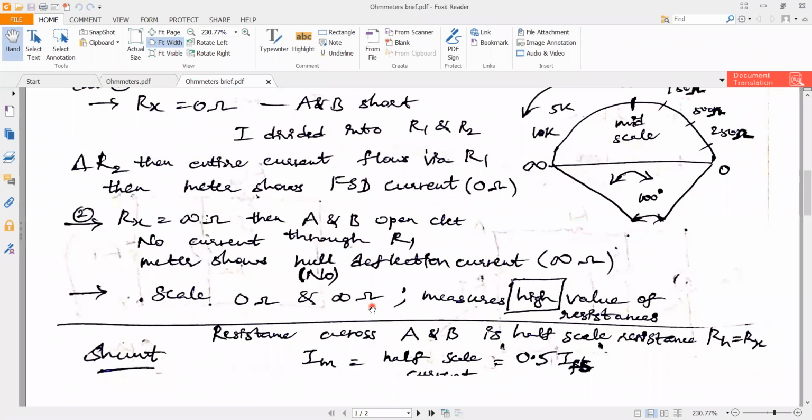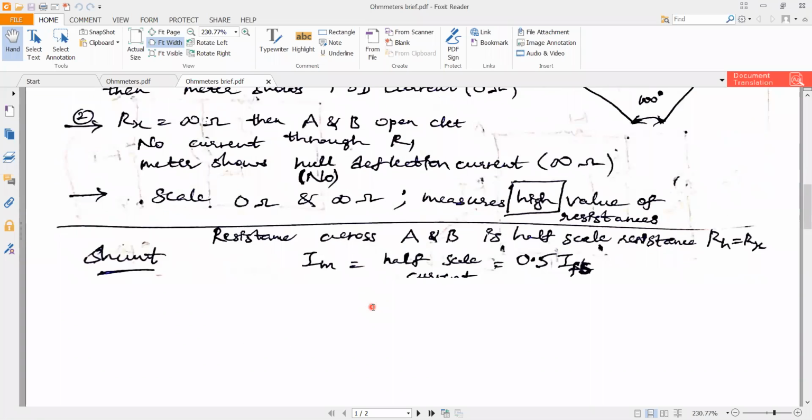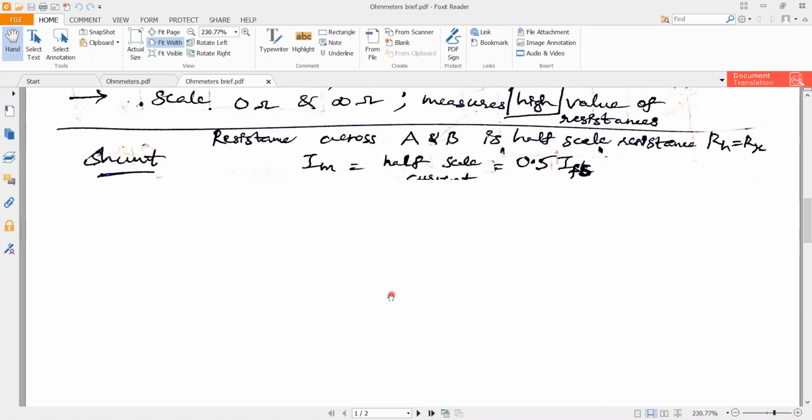We will see the half scale deflection. Depending on how the half scale deflection is, we are going to derive the derivation part in order to obtain the resistors R1 and R2 for designing purpose.